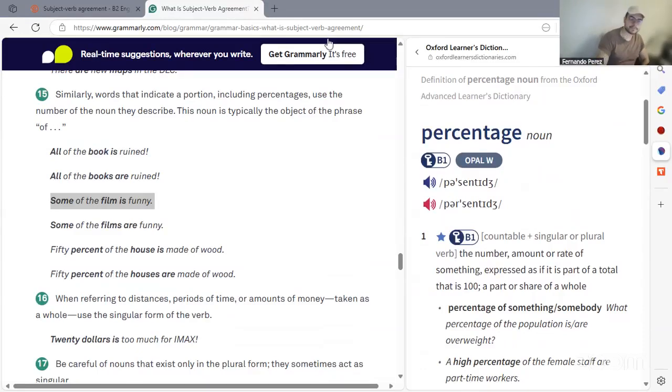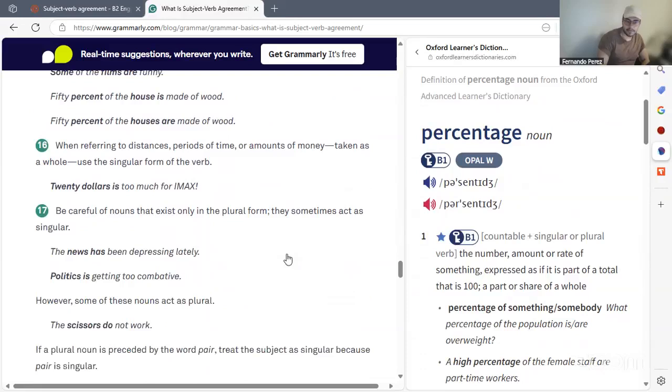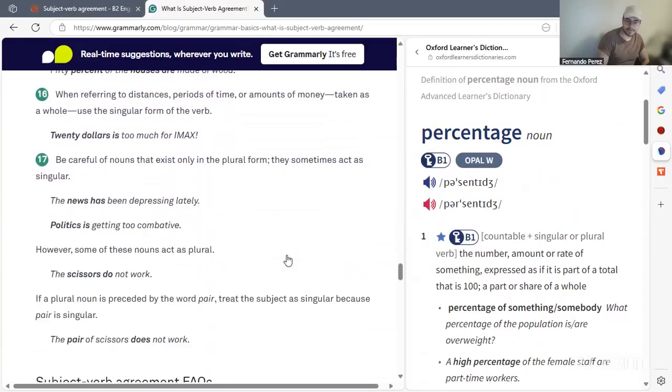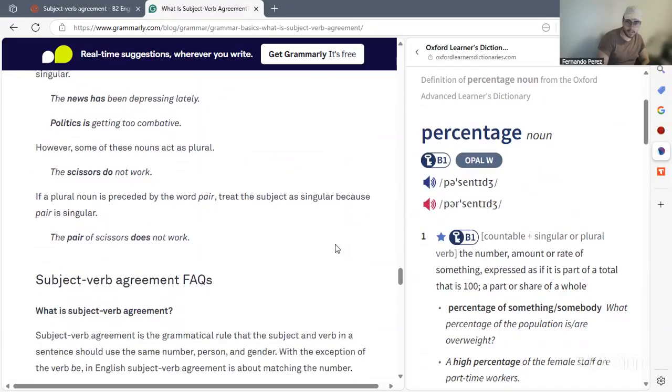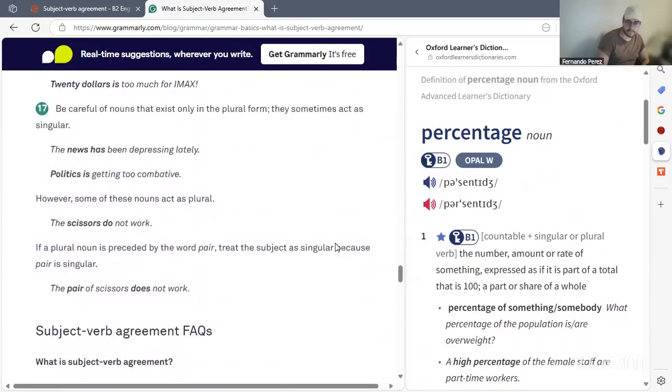Totally. Well, that's pretty much it, girls. The news has been... The last one is like numbers.